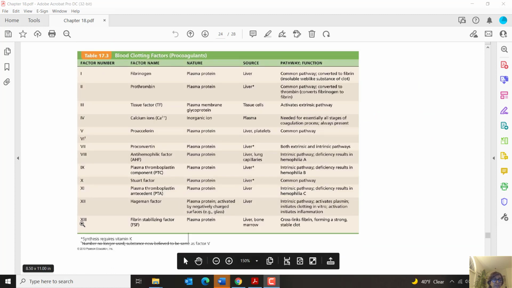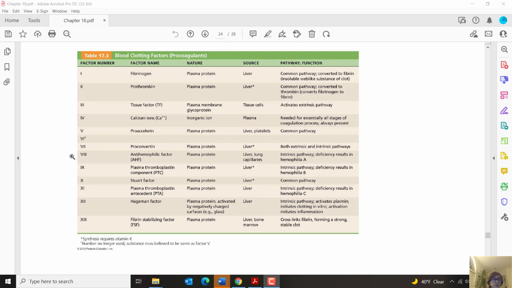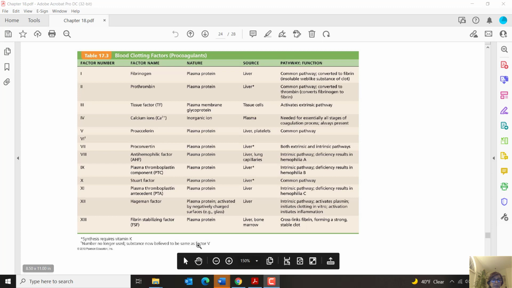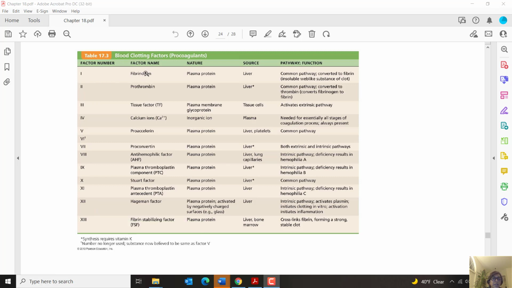You see there are 13, but two of them are the same. Factor 5 and factor 6 were found to be the same, so this is left blank, and that's why we have 13. But in all, we have 12 clotting factors. So let's read them. Clotting factor number one is called fibrinogen. That is what actually forms the clot. Prothrombin, we just read about it.